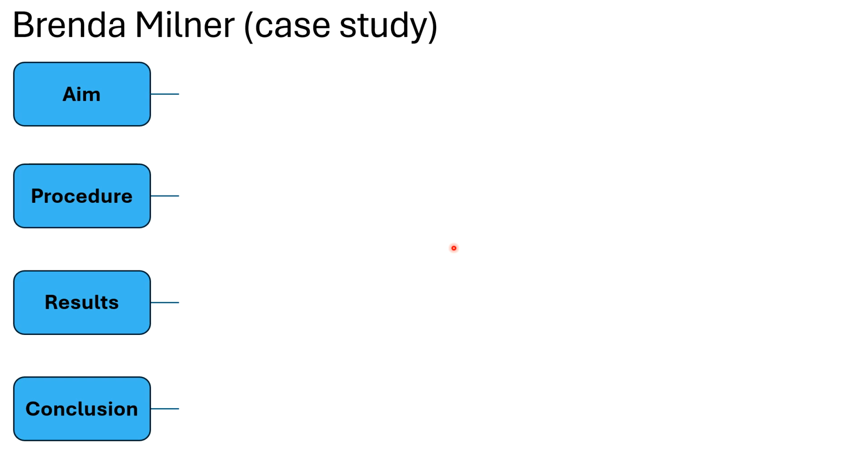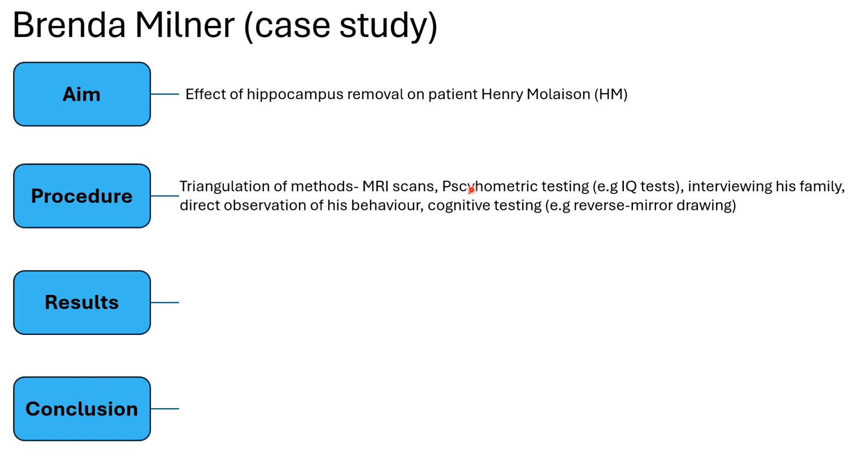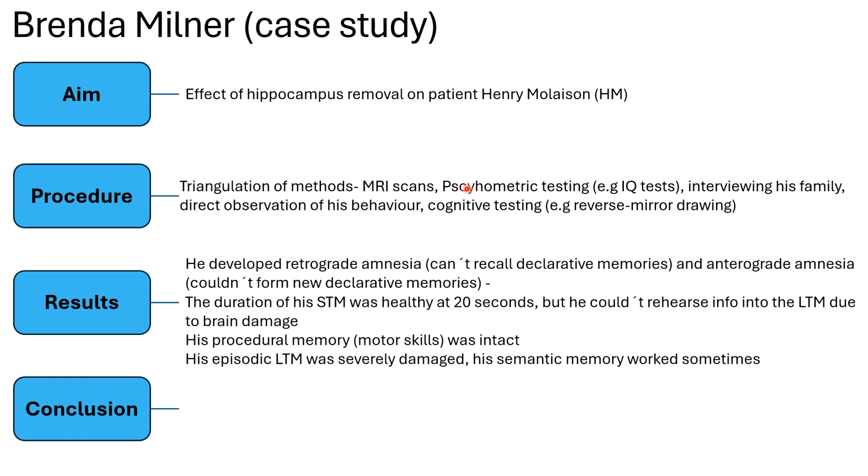Let's look at the case study of HM. So this man had his hippocampus removed, and his different types of memory were tested using a triangulation of methods. They saw that he developed retrograde amnesia, which means he couldn't remember past memories. In this case, I've written declarative memories, but you don't have to be this specific. And anterograde amnesia, so he couldn't form new memories.